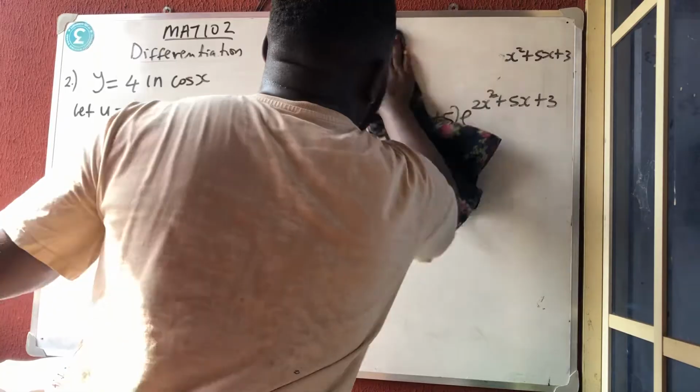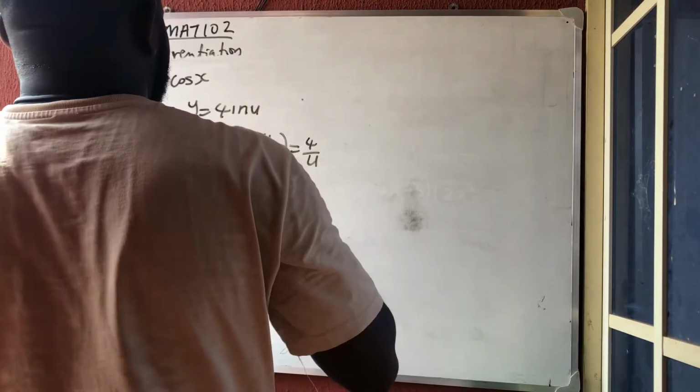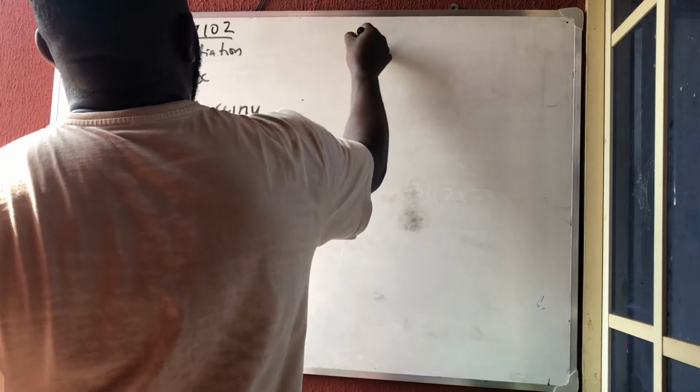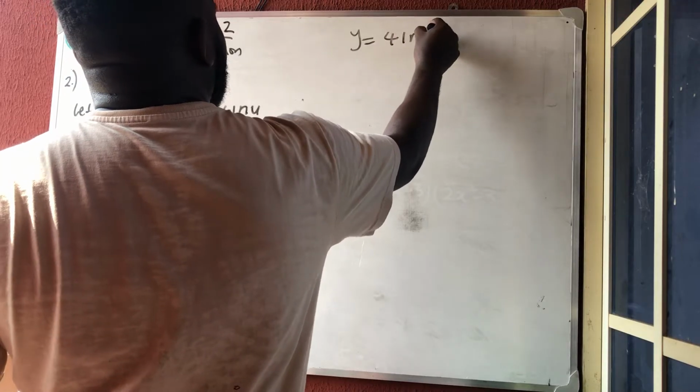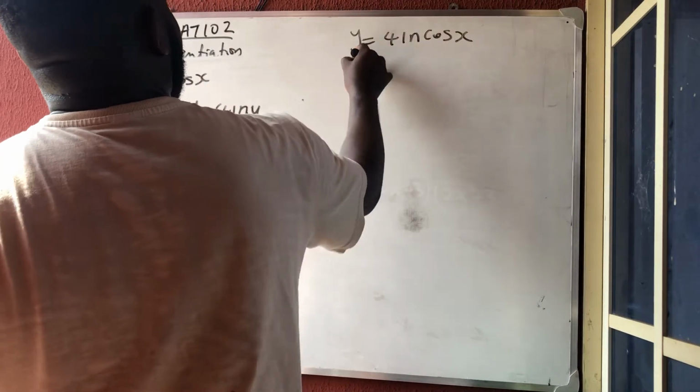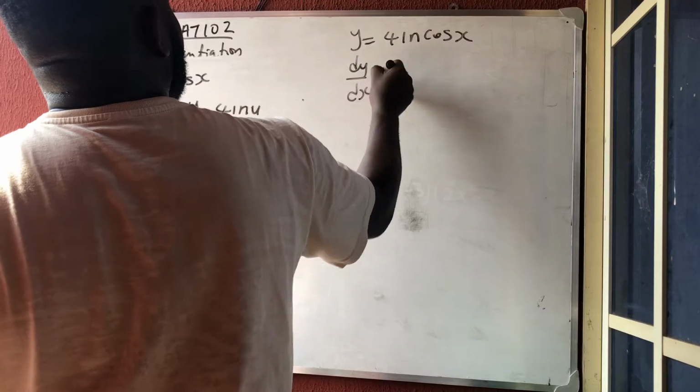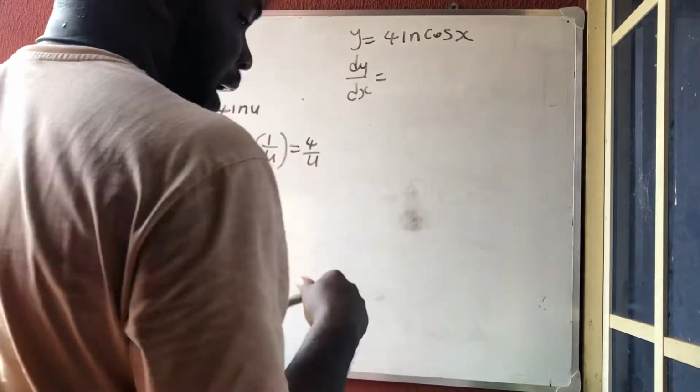Now let's use the shortcut and know if we are going to get the same answer. Okay, the question said that y is equal to 4 ln cos x. So therefore dy/dx, I told you is what? Differentiate the bracket first. And which one is the bracket?